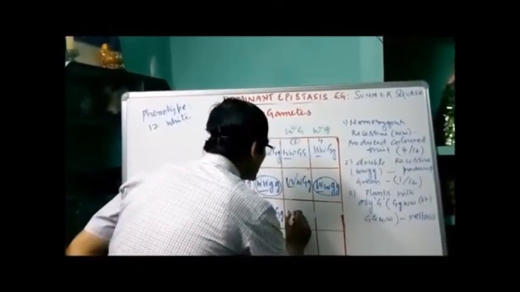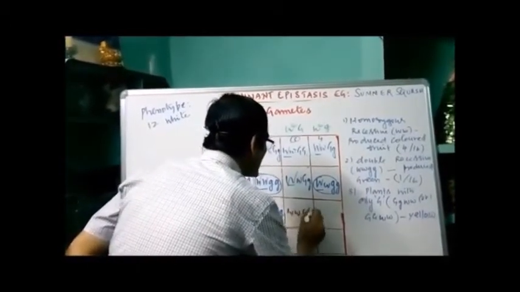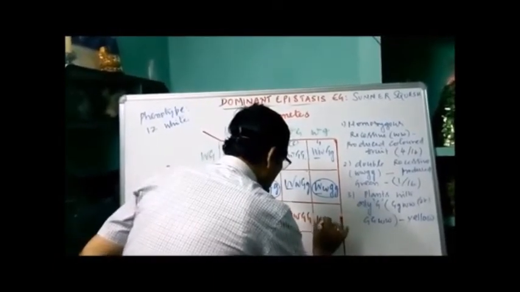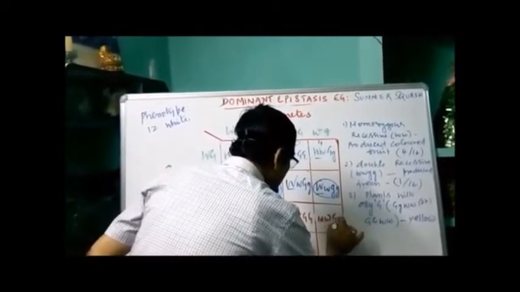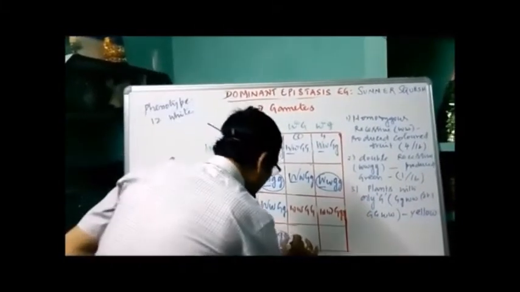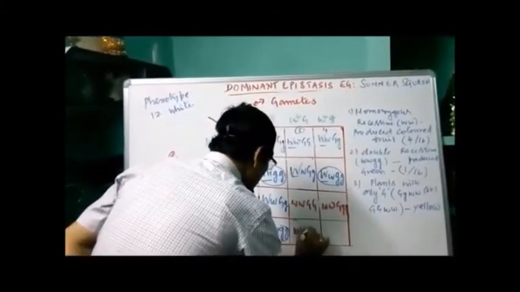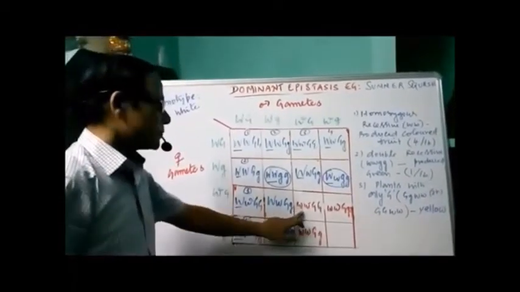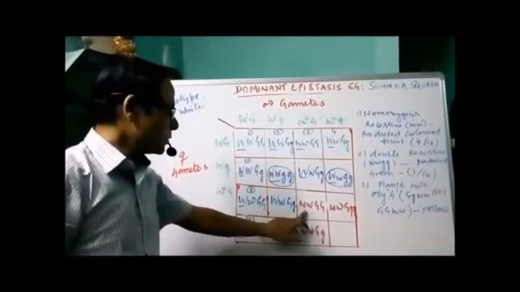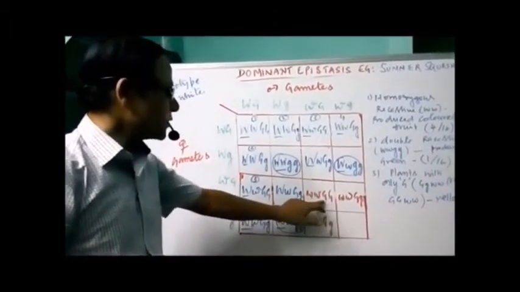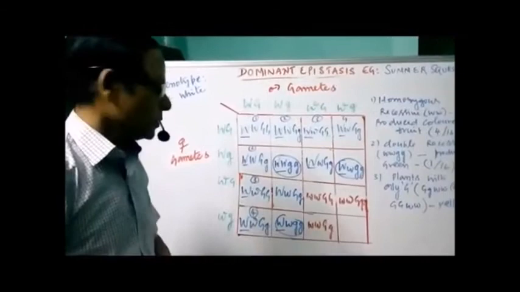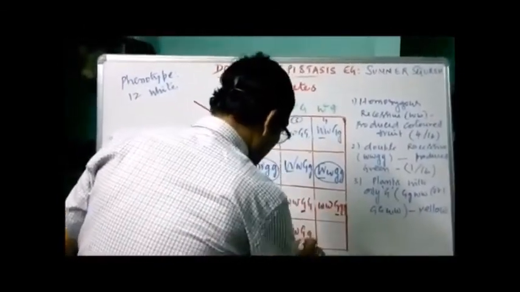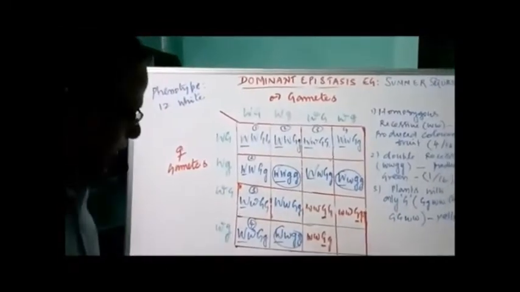Two dominant genes. Two recessive genes, one dominant gene, capital G. And here also we have one dominant gene, capital G. See here, in the absence of dominant allele W, now the gene for yellow color is expressed. So this is yellow, because at least one capital G is responsible for the expression of the yellow character.